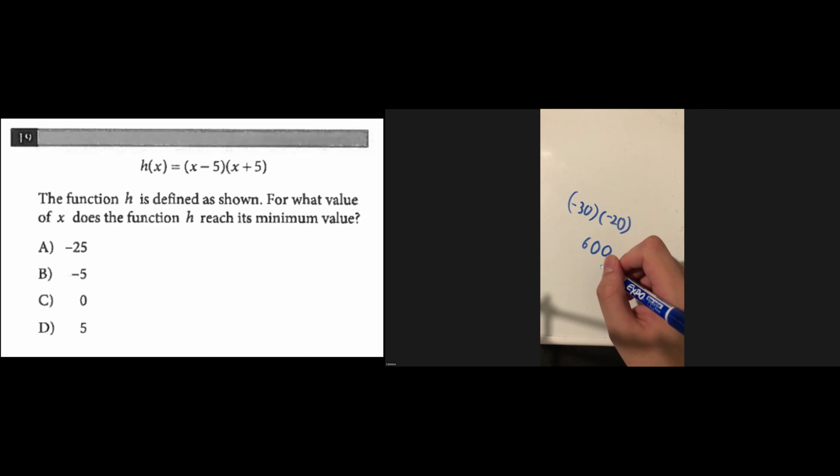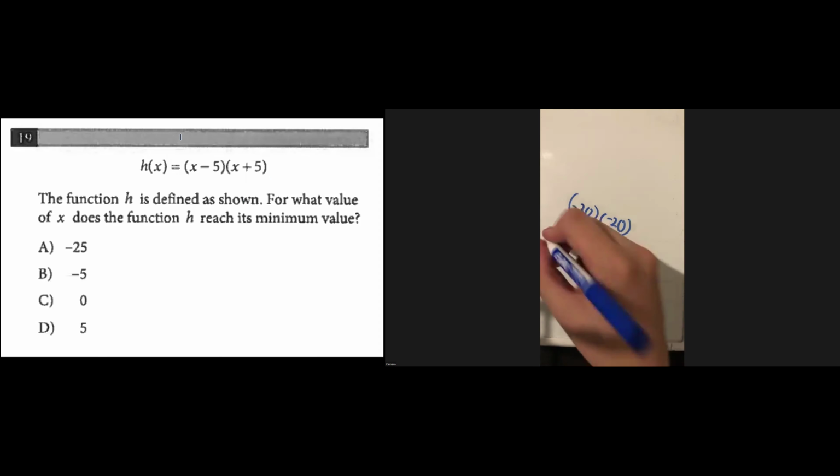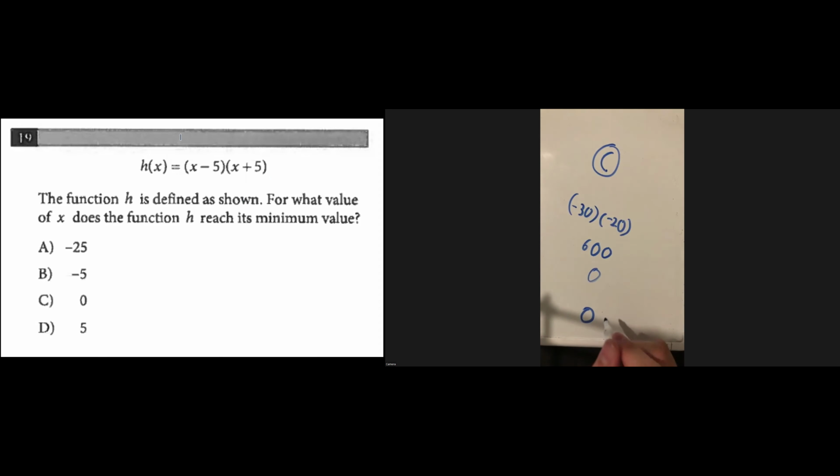For answer choice B, if you plug in negative 5, well, negative 5 plus 5 would be 0. So this will always multiply by 0. So B is 0. Answer choice D, if you plug in 5, 5 minus 5 is 0. So D would also equal 0. So since both these answer choices are equal and this one's greater, the correct answer would have to be C. And if we plug in 0, 0 minus 5 is negative 5, 0 plus 5 is 5, so negative 5 times 5 is negative 25. So the correct answer is C.